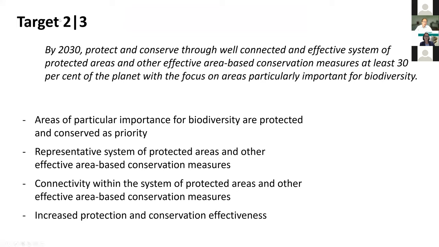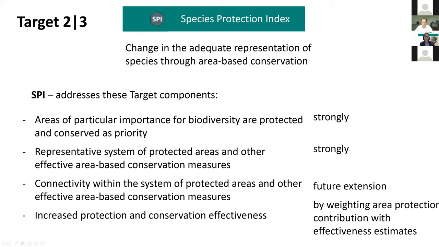So what we see here is a really powerful quantitative way to address a whole suite of important components of what's target two and might be changed in its number to target three: to protect and conserve through protected areas and other effective area-based conservation measures a larger percent of the planet, with a focus on areas of particular importance for biodiversity. Four components, and the SPI is able to address especially the first ones particularly strongly, and the representation one uniquely so, and the first one also in terms of the decision support that's ultimately offered in a way that no other measurement currently would support.